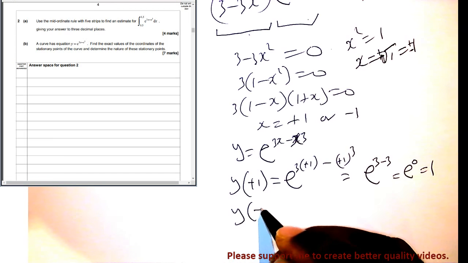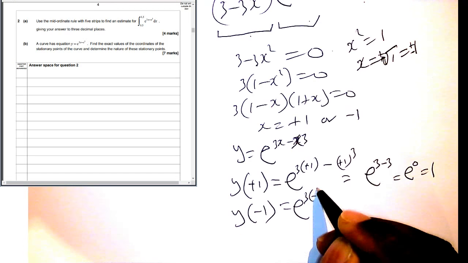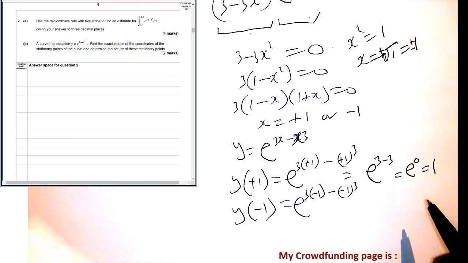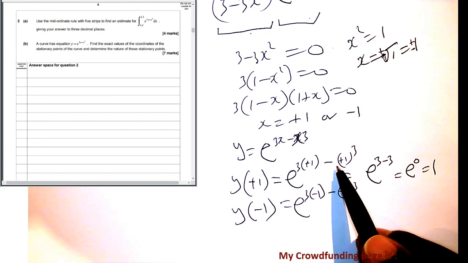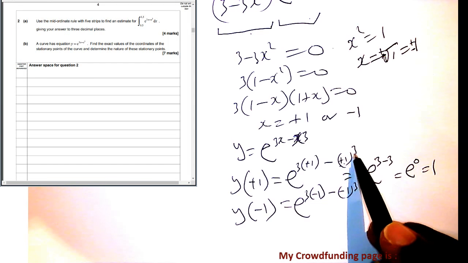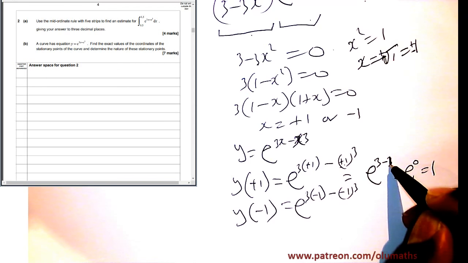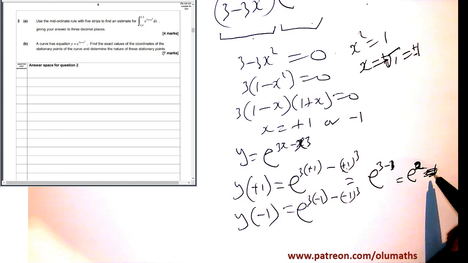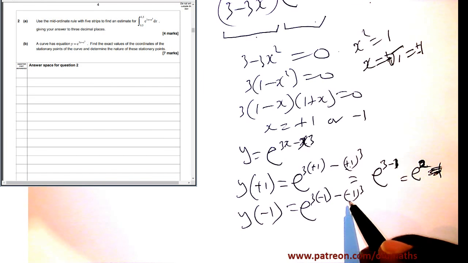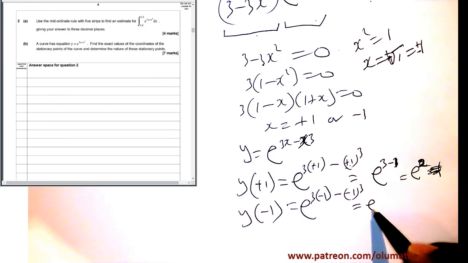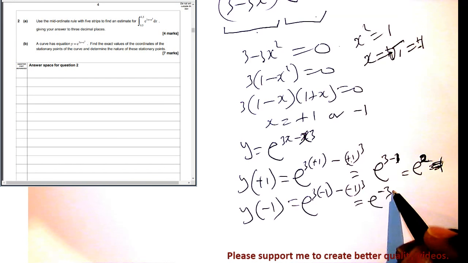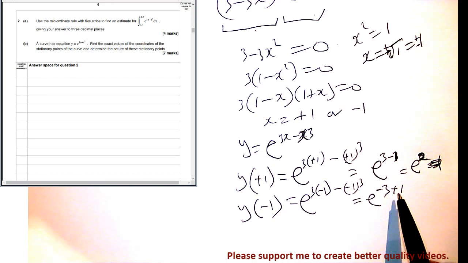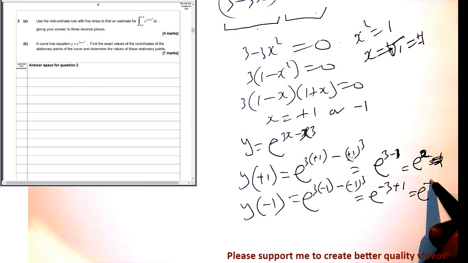When x is minus 1, we have e to the 3 into negative 1 minus negative 1 cubed. I'm so sorry, that was meant to be 3 minus 1, because that's 1 to the power 3, not 1 times 3. So that's just 1, and that's e to the 2, e squared, not 1, sorry about that. And here you have e to the negative 3 plus 1. It's plus 1 because negative 1 to the power 3 is negative 1, so negative negative becomes plus, and that's e to the negative 2.